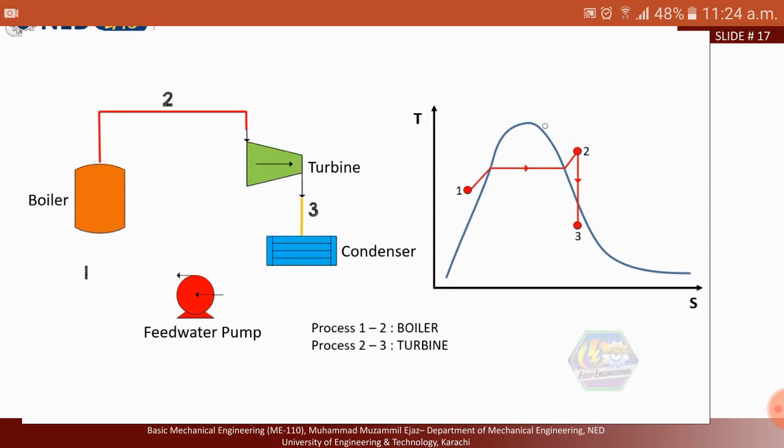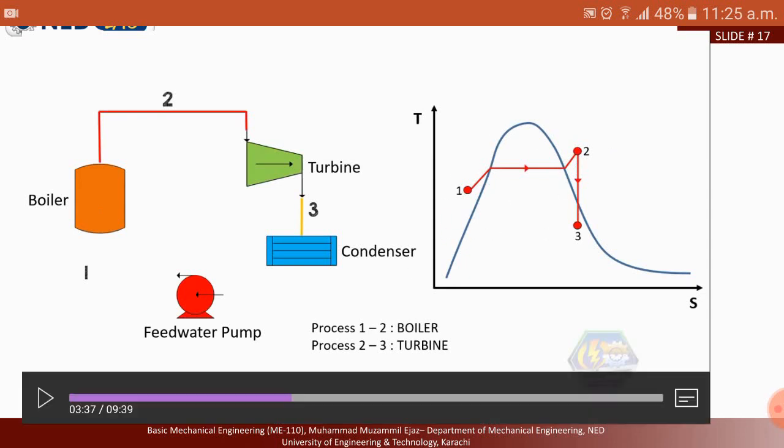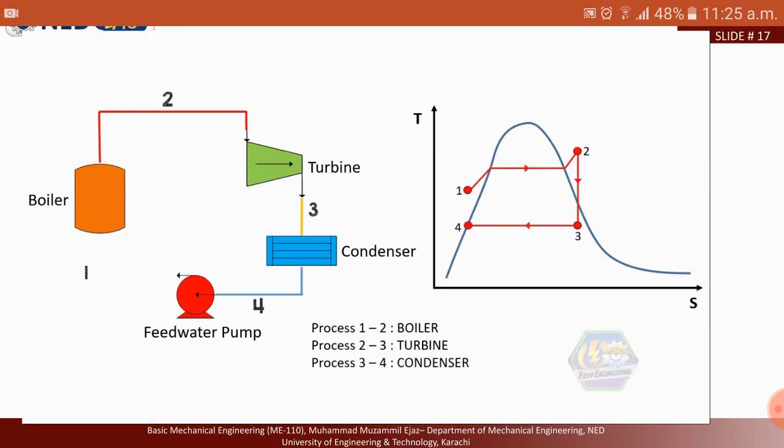Covering all these parts becomes lengthy, so we are just left with the introduction. Process 3 to 4 for the condenser. And finally, process 4 to 1 for the pump. And that is what we are going to discuss for the next part. Okay, so let's get this started.